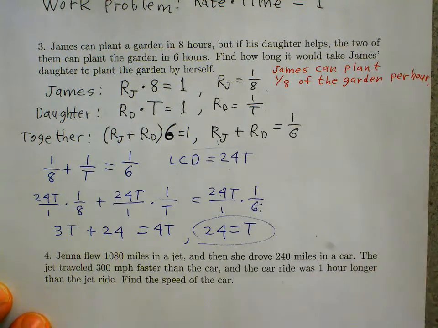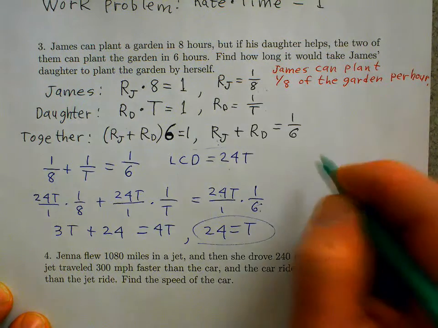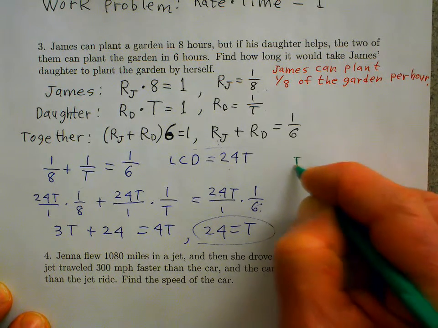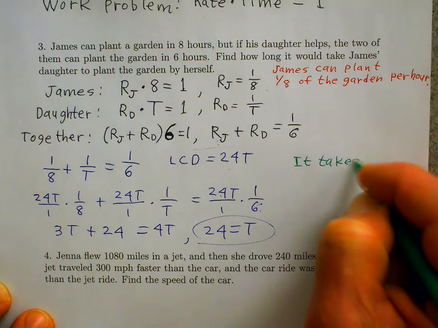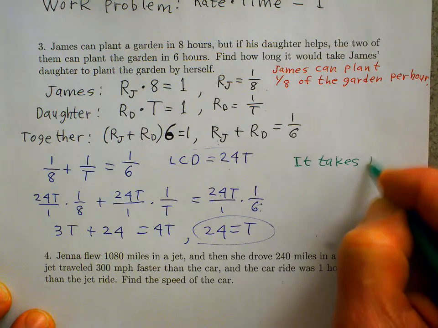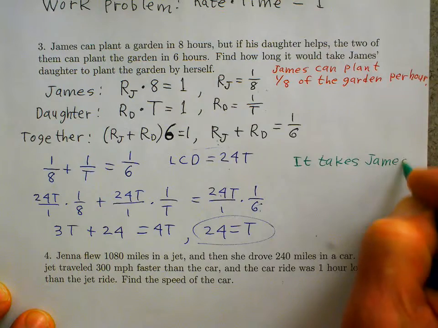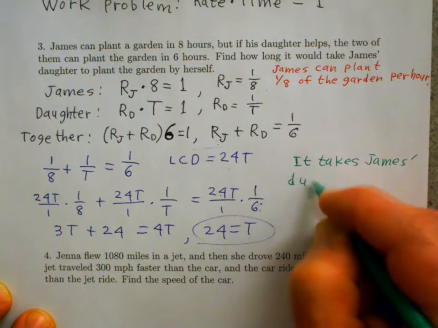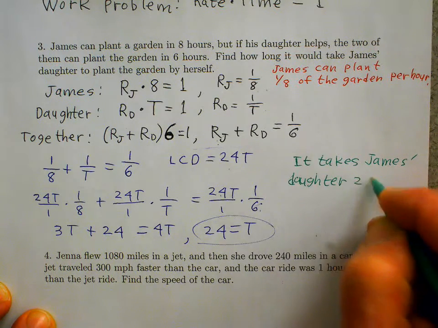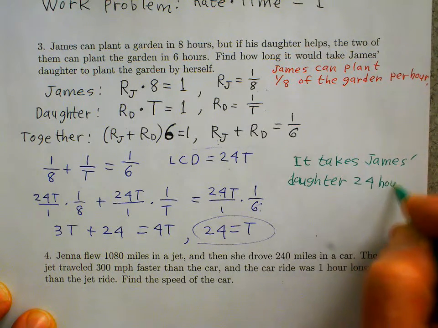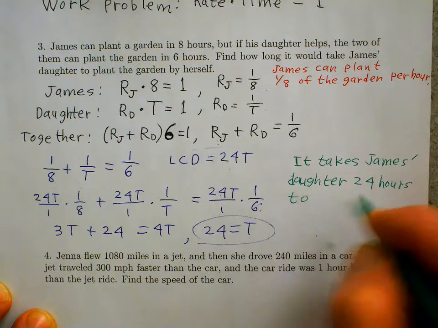So to summarize this, we would just say it takes James's daughter 24 hours to plant the garden.